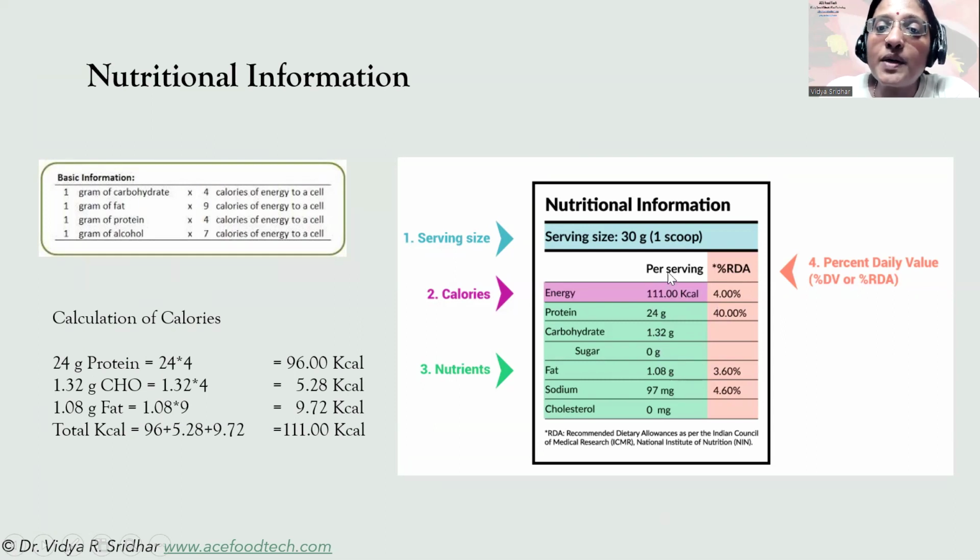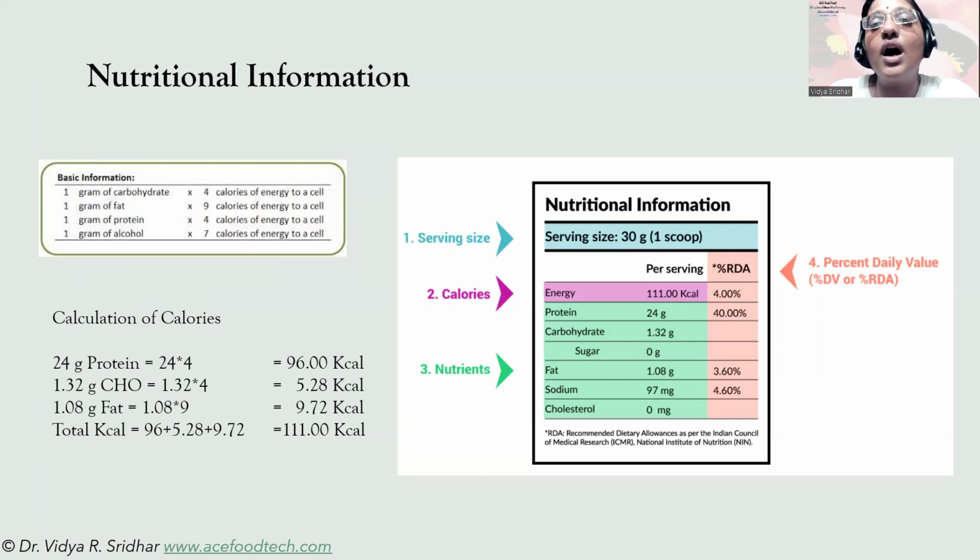Now, what is the per serve? So, for this, you need to know what is serve size. A serve size is an amount that you consume at once, as per the instructions on the label. So, for example, if it's a biscuit packet, you might say 2 to 3 biscuits is one serve. Or in this example, it is a scoop and it says it's 30 grams per scoop.